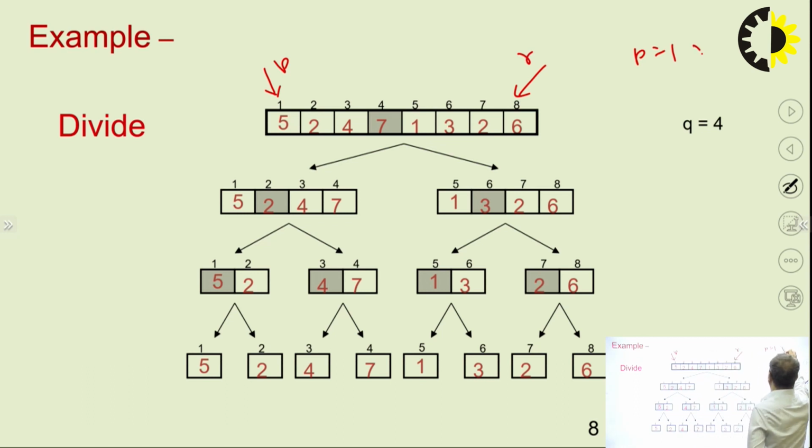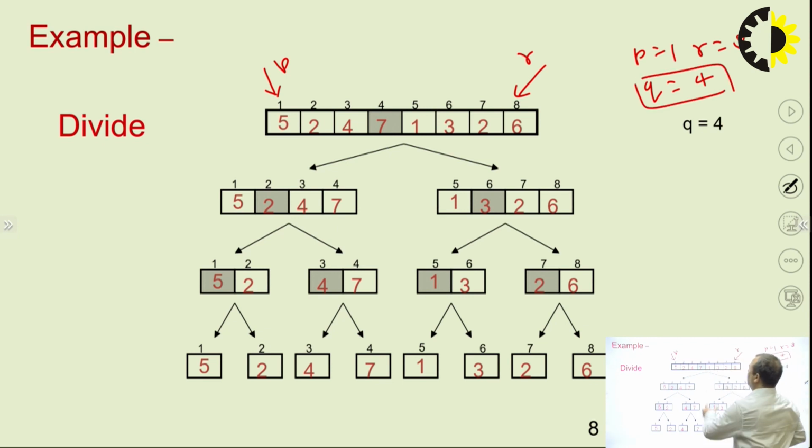P is 1, R is 8, Q will be (1 plus 8) divided by 2, which means 9 by 2, which means 4. So Q becomes 4. So we have divided this list into two halves, 5-2-4-7 and 1-3-2-6, like this. So this one will be, and this is there. So this further list will be divided.